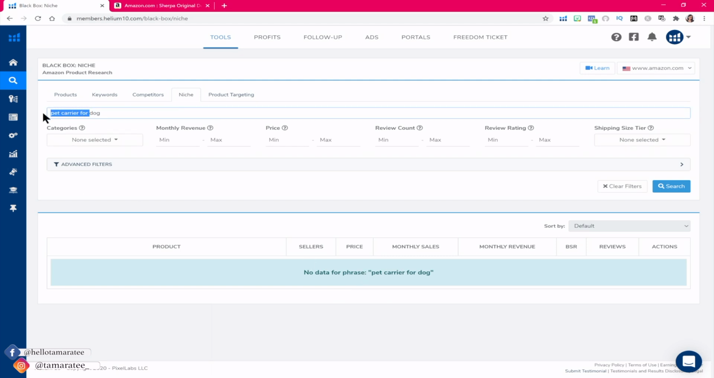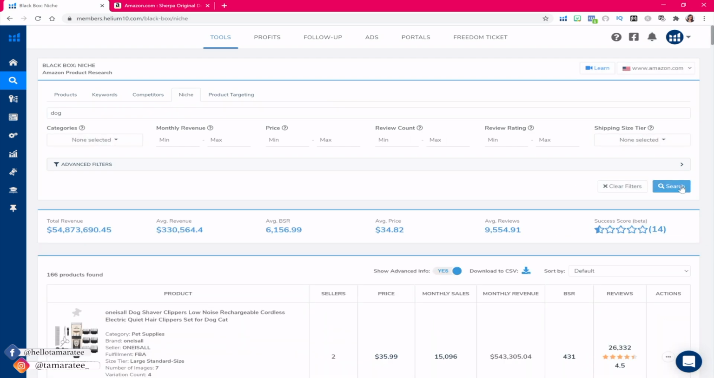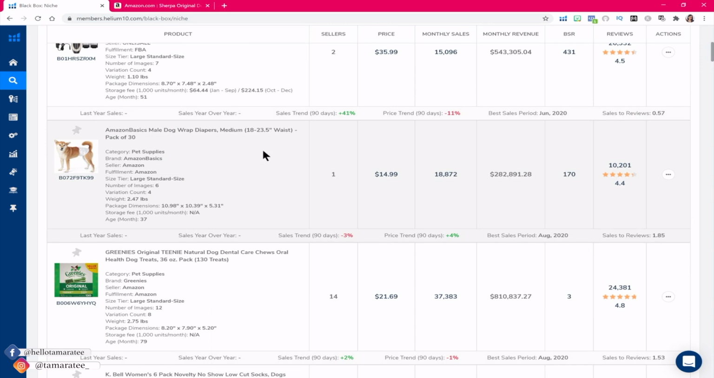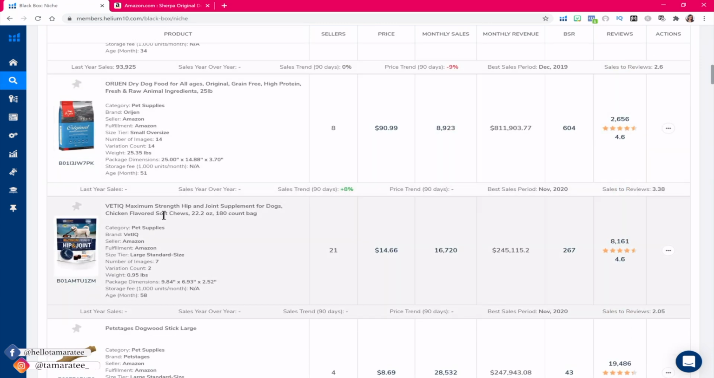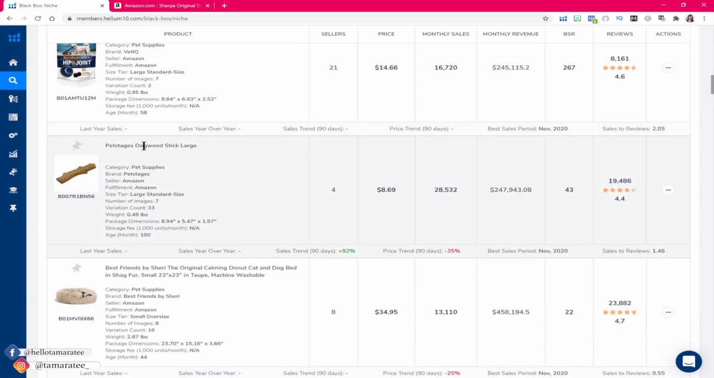However, if I shorten this phrase and I just put in dog, so many different types of products pop up. These are all products with the word dog in them. There's dog food, there's supplements for dogs, and this is dog wood.